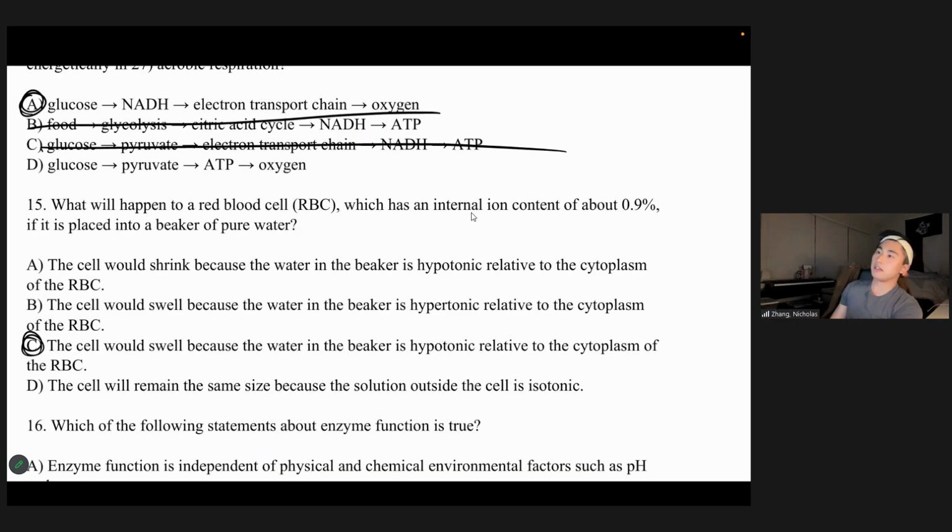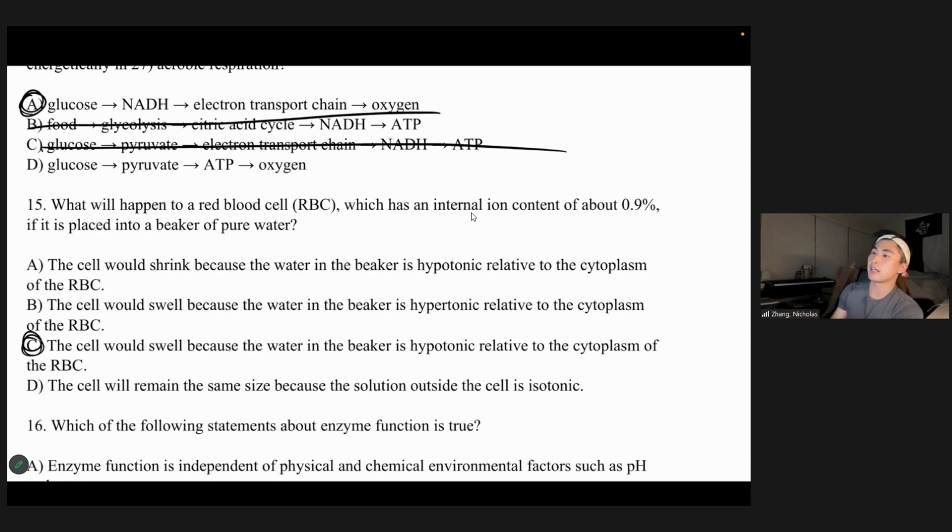Cool. Question 15, what will happen to a red blood cell which has an internal ion content of about 0.9% if it is placed into a beaker of pure water? So basically what we'll see is that the cell will swell because the water in the beaker is hypotonic relative to the cytoplasm of the red blood cell. It's really important to know, when we're talking about tonicity, what you're comparing, right? Of course, pure water from the question is going to have a lower ion concentration than whatever's inside of a cell. So in this case, the water in the beaker is hypotonic, meaning there's a lower solute concentration relative to the cytoplasm of the red blood cell.